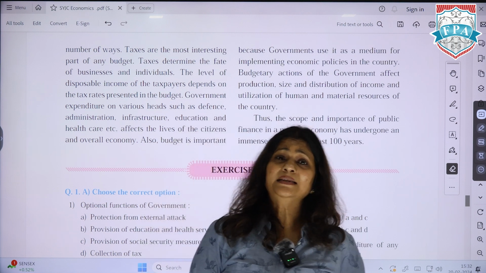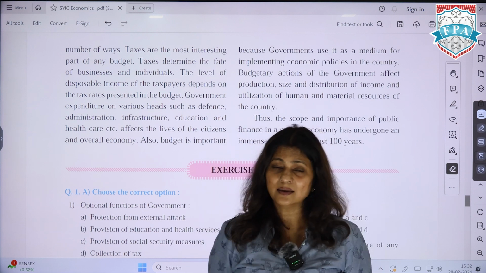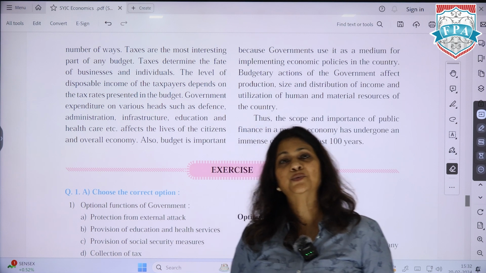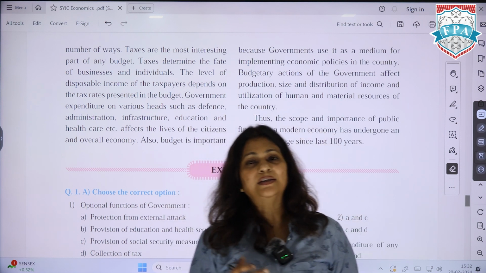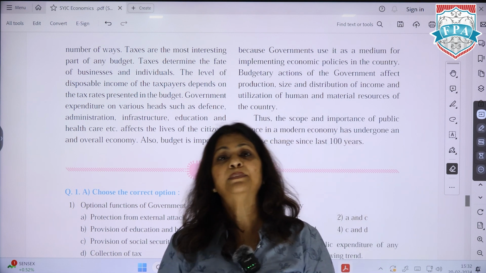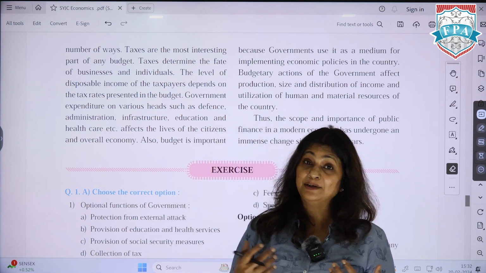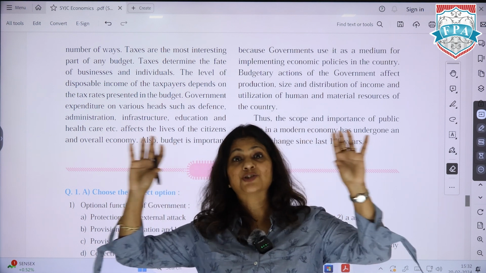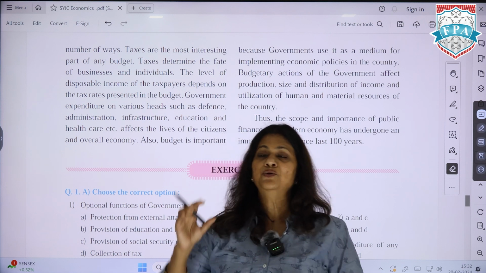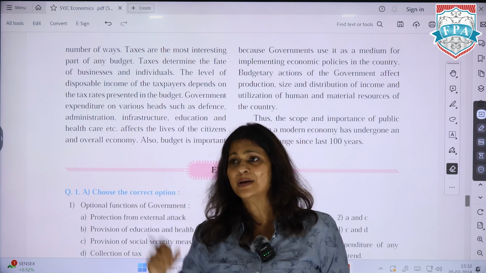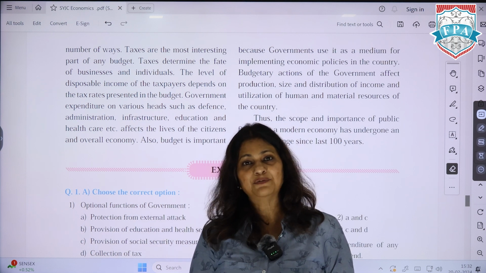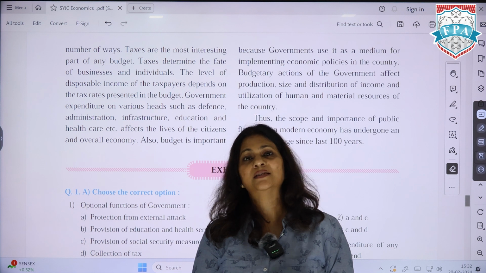So guys, I think with this we come to an end of this particular session. After hearing me out, all of you would have understood what does public finance mean. You would have understood the features and importance of public finance, the difference between public and private finance. You would have understood the structure of public finance, then public expenditure, public revenue, public debt, financial administration, importance of budgeting.